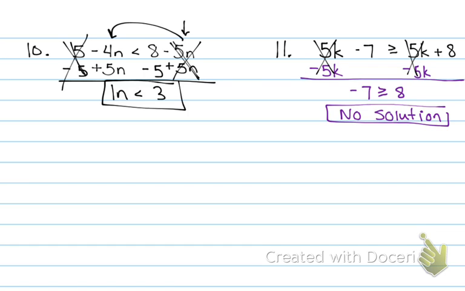Okay, so let me ask you this. What if my k's had canceled and what was left was true? What if it was true? What if it said like 9 is greater than, what did you say? Infinite solution. Now, it doesn't matter what value k is, my answer will always be true. So it's infinite solutions. You see that?